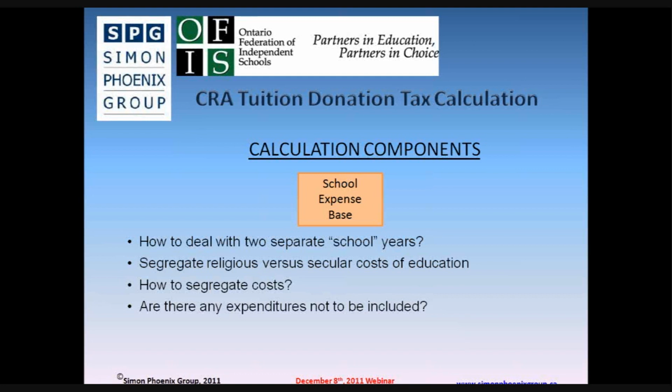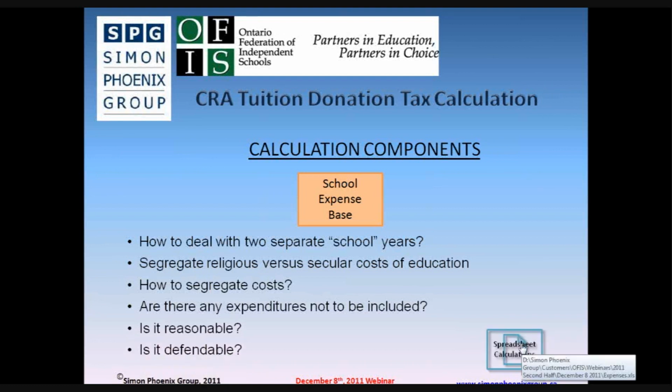Are there any expenditures not to be included? The CRA specifically notes that operating costs are to be included, but capital costs are not to be included, and that would include debt payment on loans, for instance, for capital improvement purposes. Capital costs are not included. Operating costs are included. And again, is it reasonable and is it defendable?